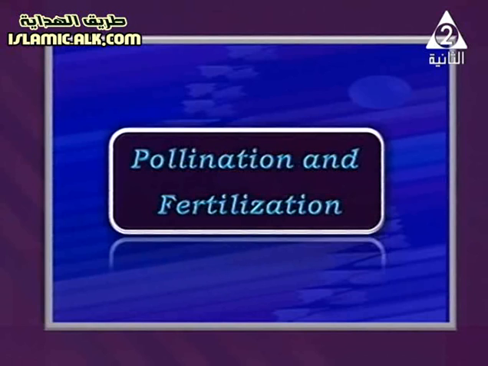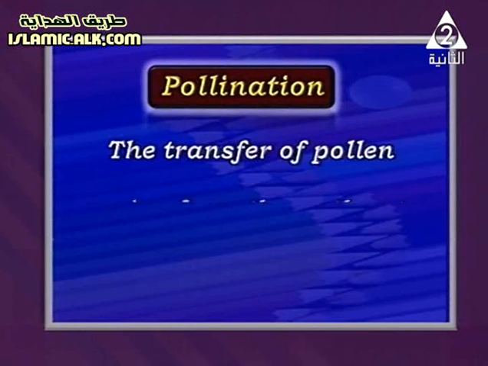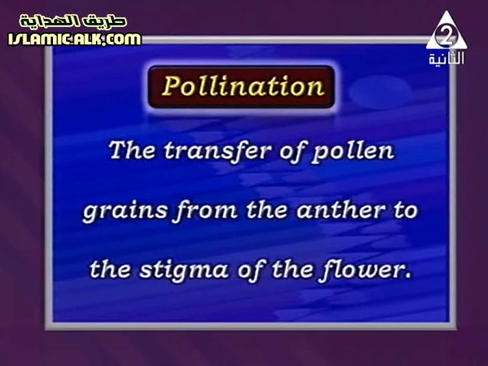What about pollination and fertilization? There are 2 processes. One of them is transferring pollen grains from the male reproductive organs to the female reproductive organ. Well, this is pollination. Pollination here is the transfer of pollen grains from the anthers to the stigma of the flower. This process is called pollination, just transferring from male to female.